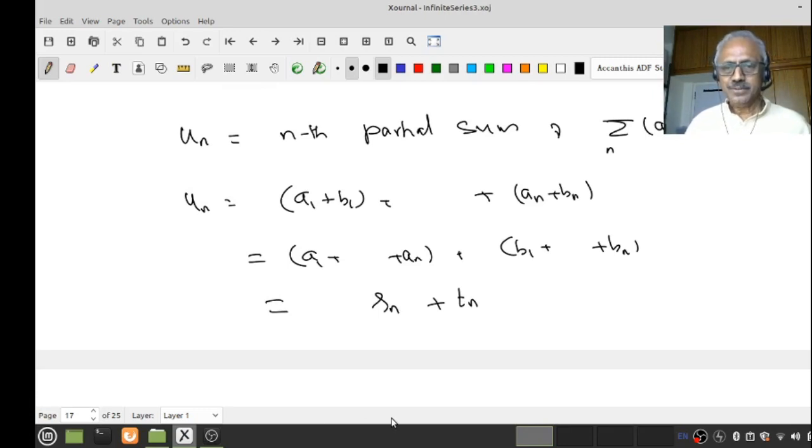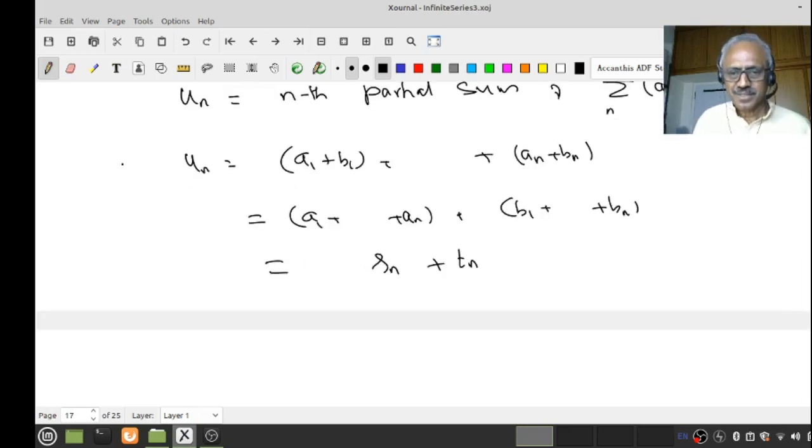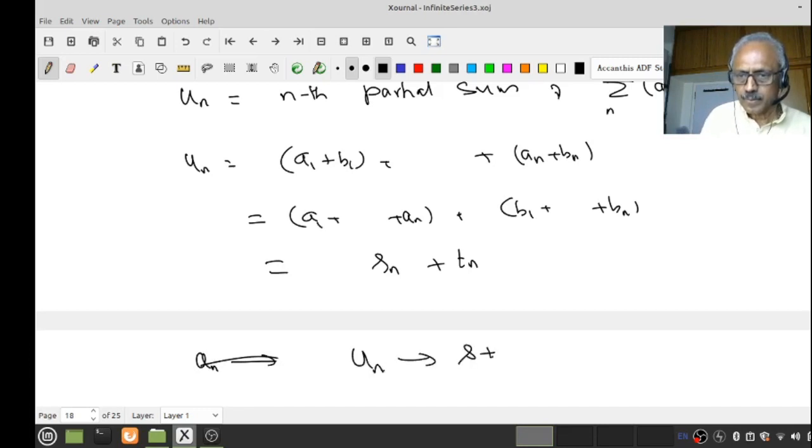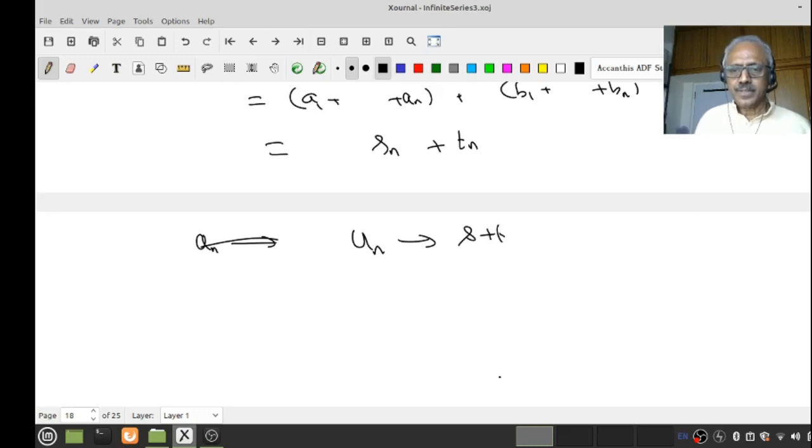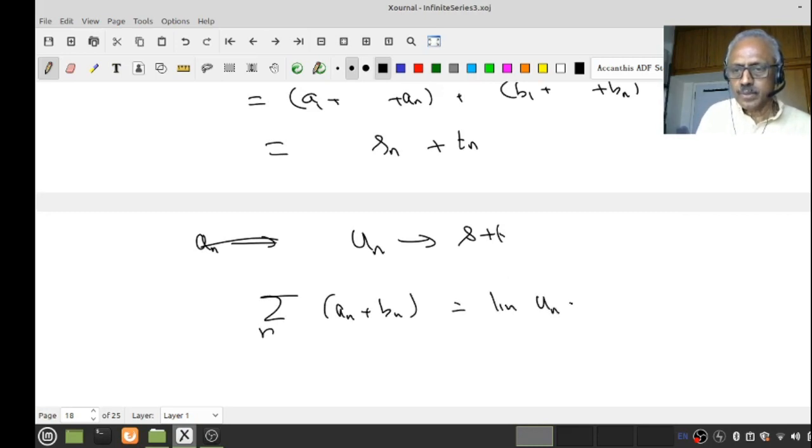Now the question is easy, right? Does Un converge? Yes. Sn is a convergent sequence converging to S. Tn is a convergent sequence converging to T. Therefore, by the algebra of convergent sequences, you know Sn plus Tn converges to S plus T. Therefore, I know Un converges to S plus T. Therefore, the sum of the infinite series an plus bn is nothing other than the limit of Un, that is S plus T, that is the sum of the infinite series summation an plus summation bn.